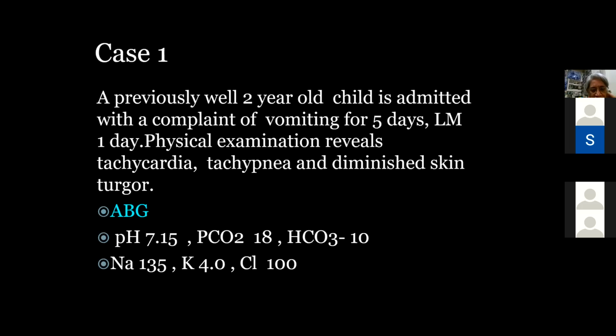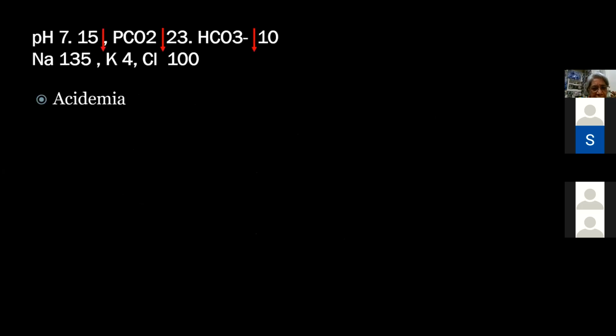And the anion gap is 20. So the normal anion gap is nearly 12 plus or minus 4. So there is somewhat more. 20 we can say is a high anion gap, so it is a high anion gap metabolic acidosis plus respiratory alkalosis. Yeah, so I think nicely analyzed.